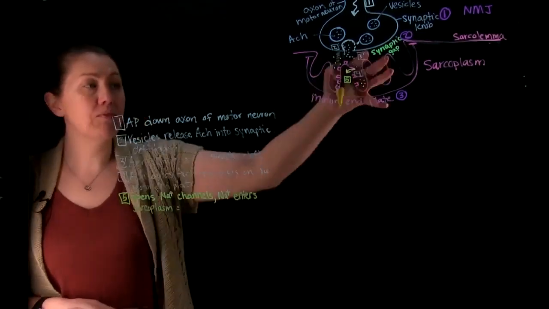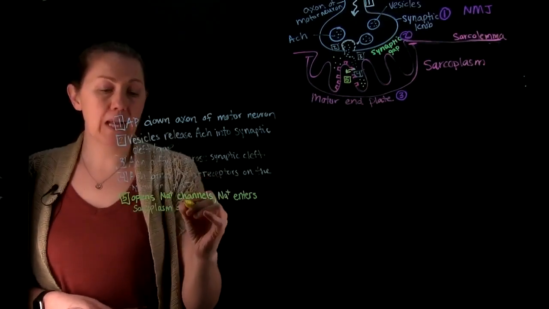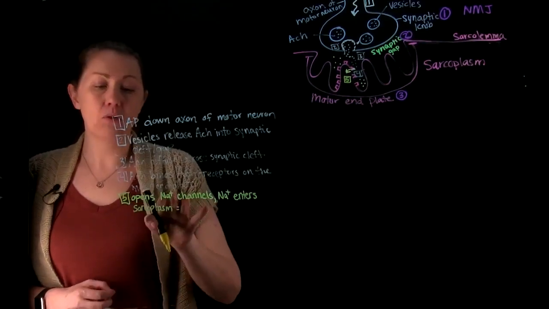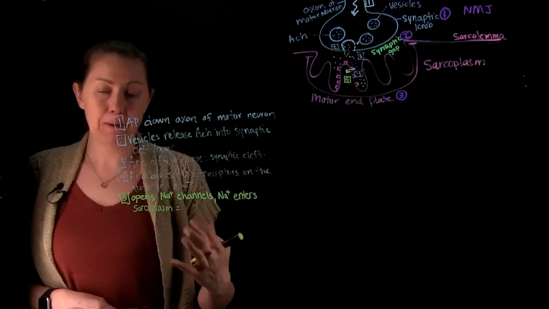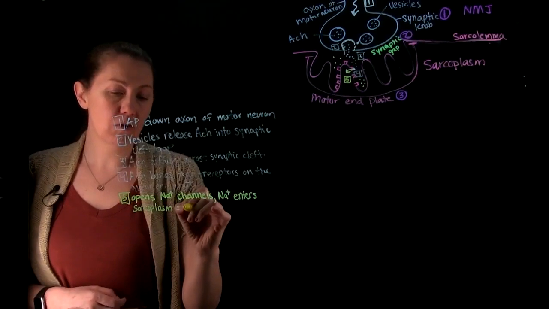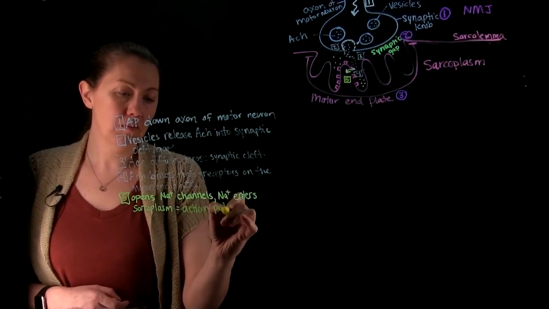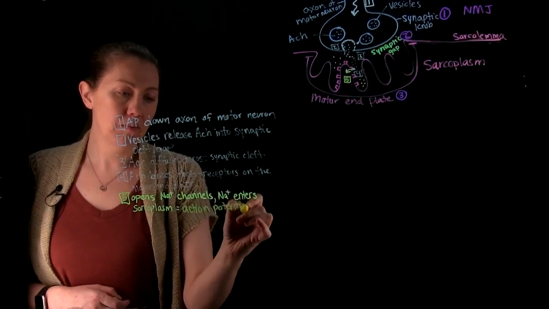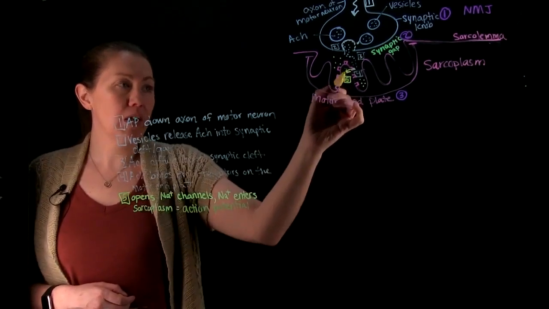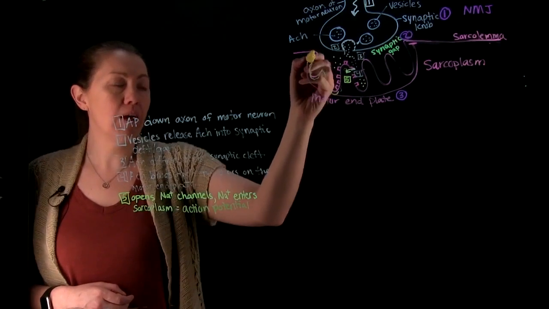And remember, when you have a flow of charges, specifically a flow of positive charges, that means you're creating an action potential. So when we have the sodium ion channels open up, sodium coming into the sarcoplasm, we're creating an electrical signal. So this creates an action potential. That action potential, and I'm just going to draw it as a squiggly line like I did before, is going to go across the cell membrane.